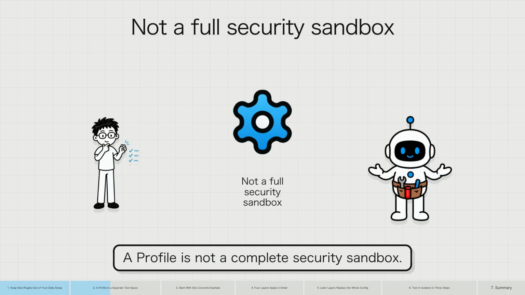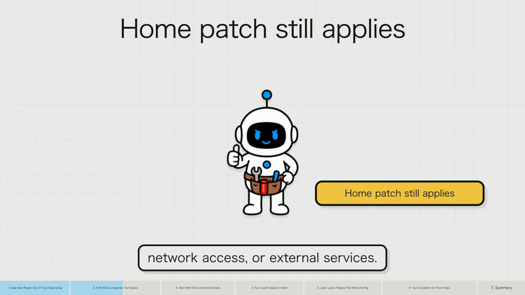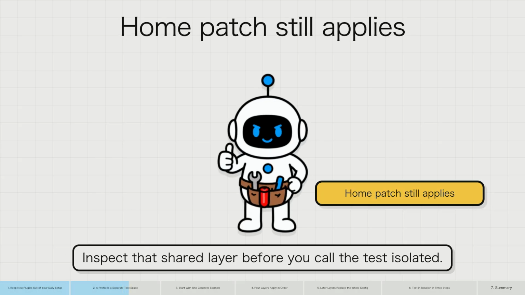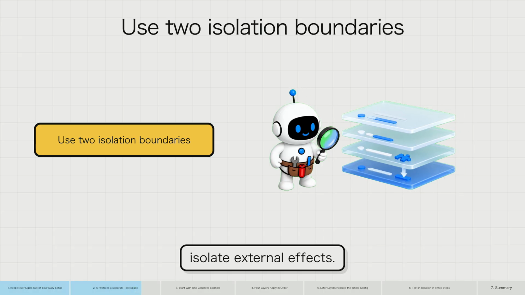A profile is not a complete security sandbox. It does not automatically isolate workspace files, environment variables, network access, or external services. The machine-level home patch also applies above every profile. Inspect that shared layer before you call the test isolated. Use two boundaries together. The profile isolates configuration, while test data and test credentials isolate external effects.